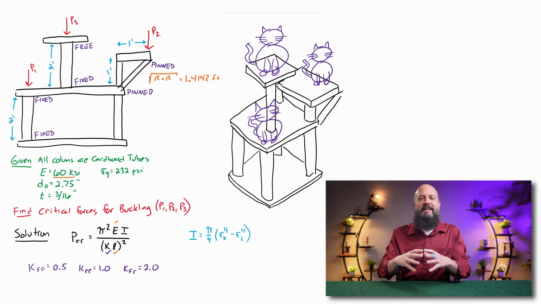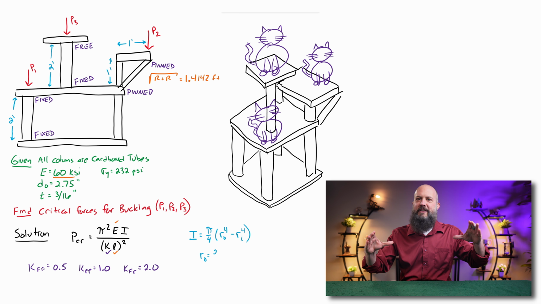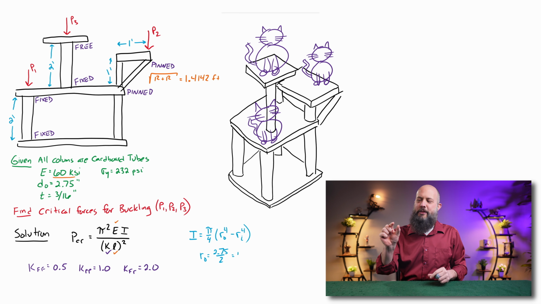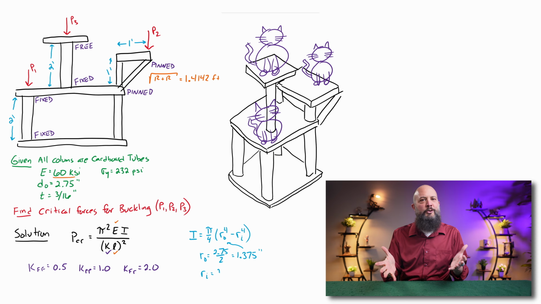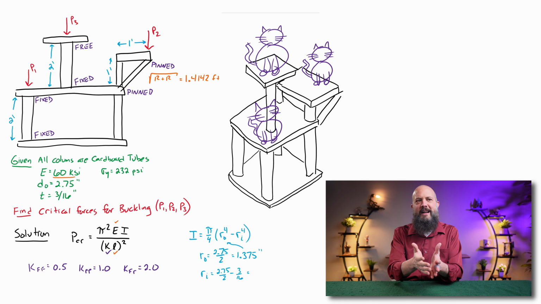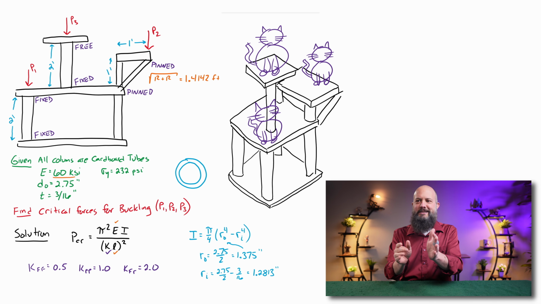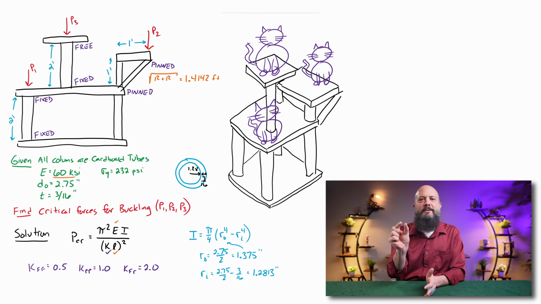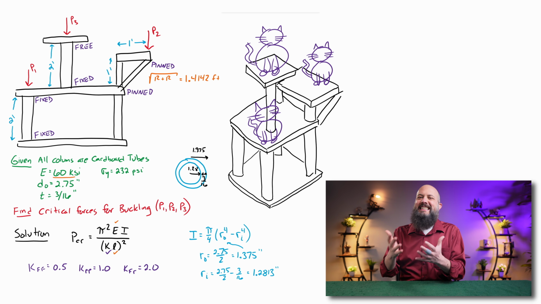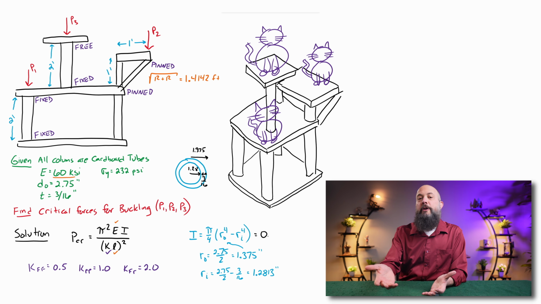For us, the diameter is 2.75 inches with a ring thickness of 3/16 of an inch for this cardboard tube. So the outer radius, dividing by 2, is 1.375. For the inner radius, take the outer radius minus the thickness, the 3/16. That gives about 0.691 inches to the 4th for I, the area moment of inertia.